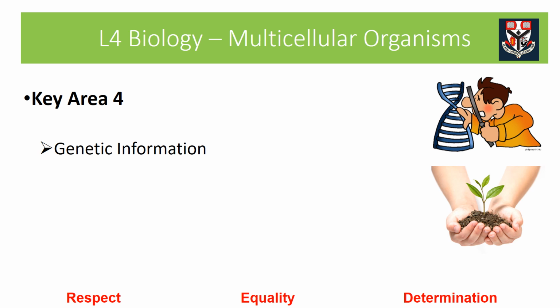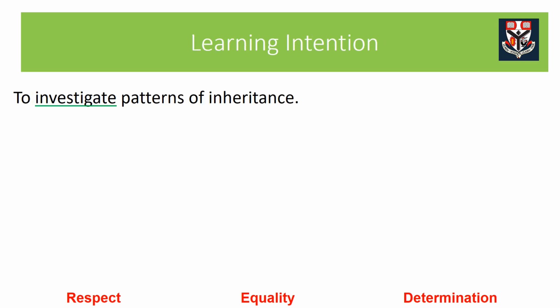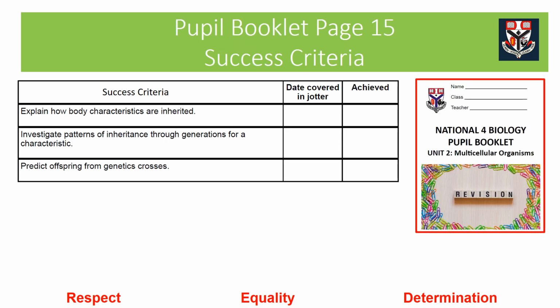Key area 4 of multicellular organisms, genetic information. Today our learning intention is looking at the patterns of inheritance, and we want to investigate these patterns. Page 15 of our pupil booklet outlines our success criteria as indicated on the screen.